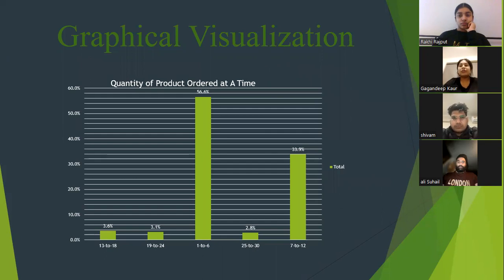This graph illustrates the quantity of products ordered at a time. We can see that the maximum number of items were ordered in between 1 to 6, which was 56.6%. So moving to the next graph.